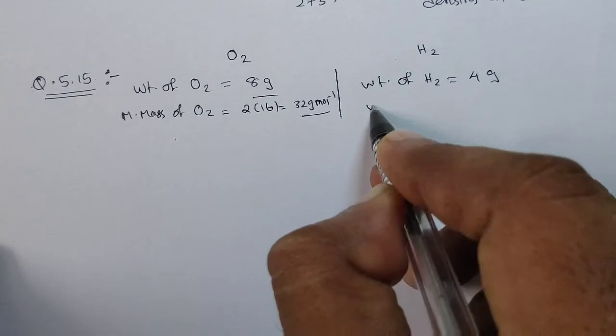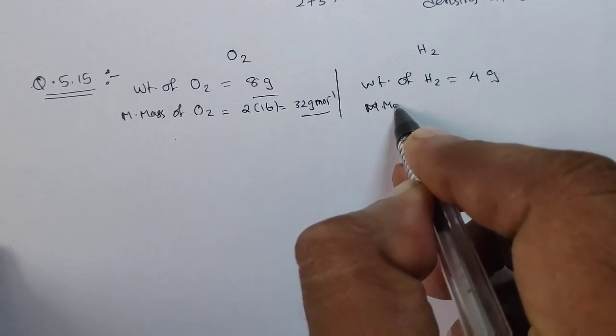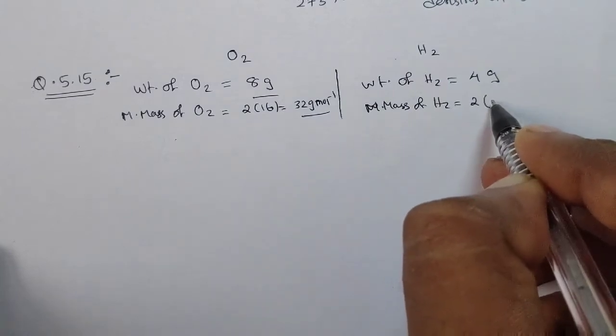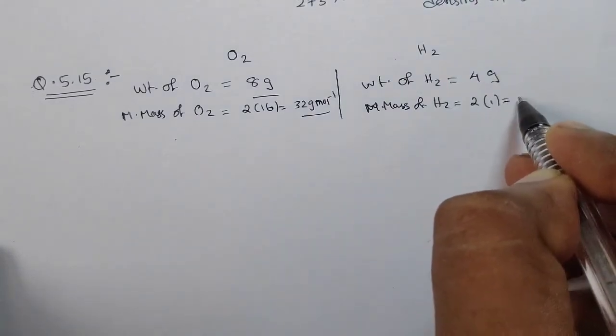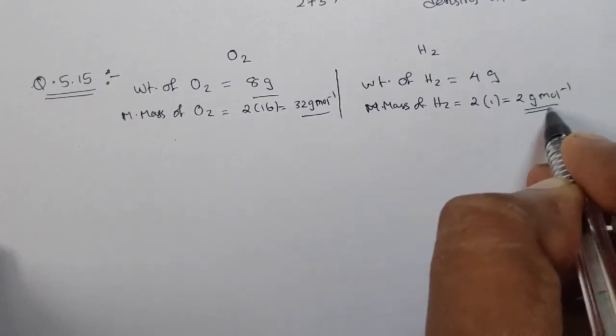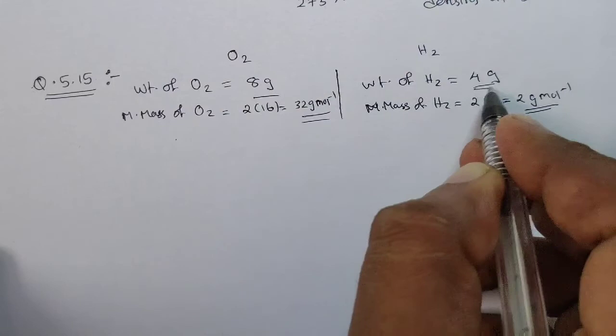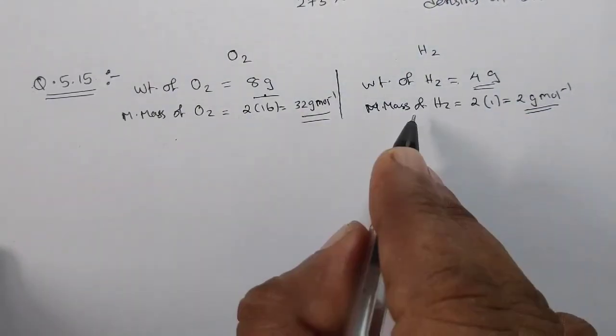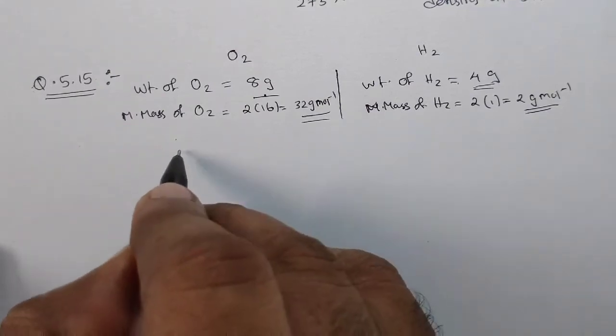So doing the same way, molar mass of hydrogen will be equal to 2 into 1, which is equal to 2 gram mole inverse. Clear? So these two things we found out. These were the given values. Now from these values we can find out the number of moles.